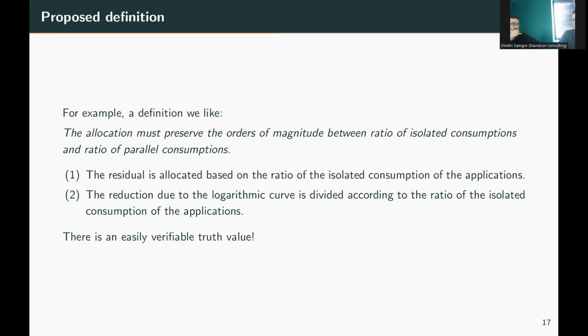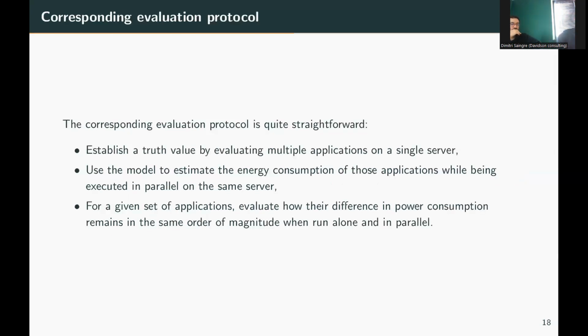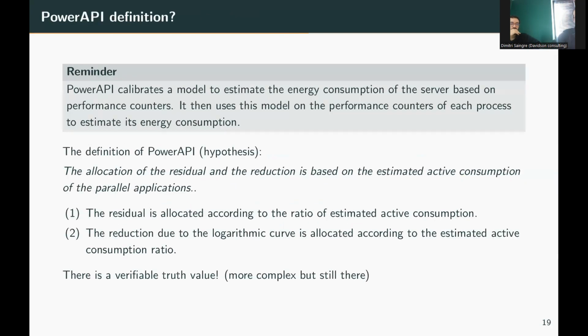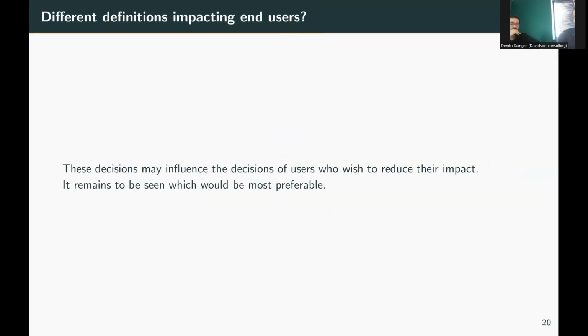The only evaluation we found is based on the idea that if we sum the consumption of the programs running on the server, we get the consumption of the server, so our model is right. But we don't completely agree with that. So that's why we are defining a truth value with these definitions. We can do some other definitions, but I think we may skip that to go directly to the evaluation because we don't have much time.